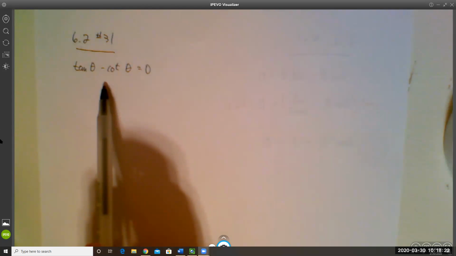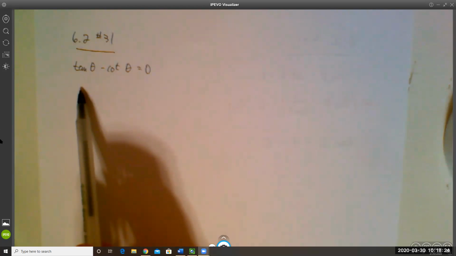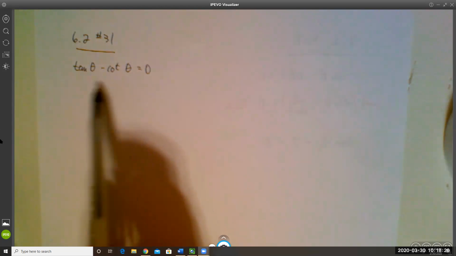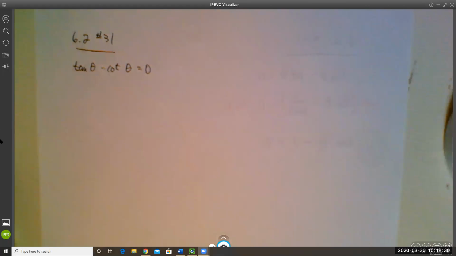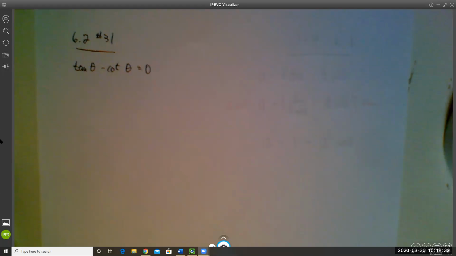When you're trying to solve a trig equation, you have to try to rewrite everything in terms of one trig function, unless you can factor. If you can factor the equation, and each factor in the product is written in terms of one trig function, then that would also work. But in this case, I don't think there's really anything to factor.